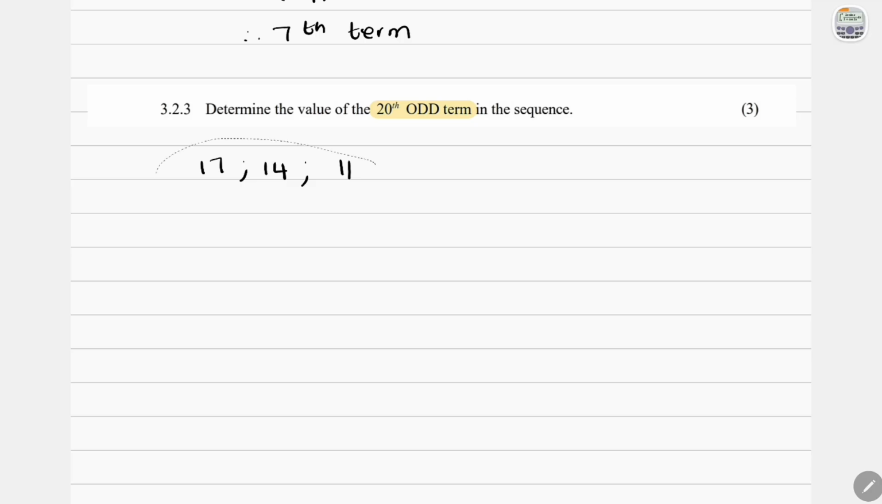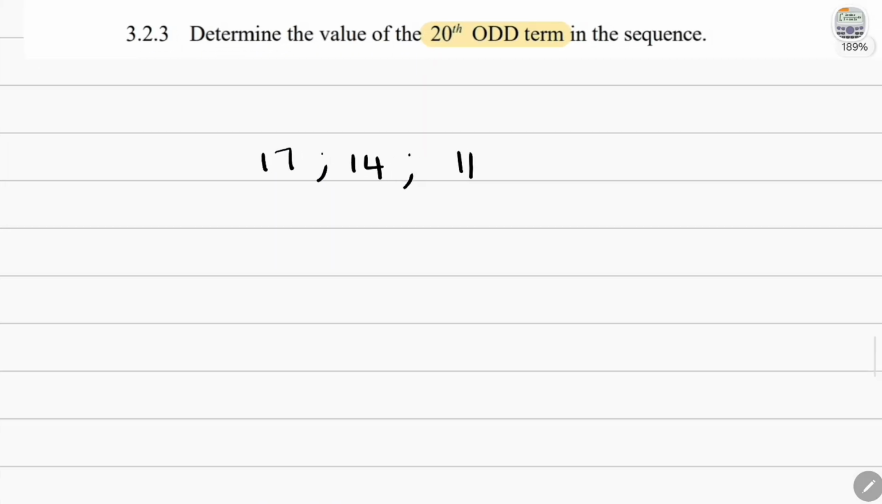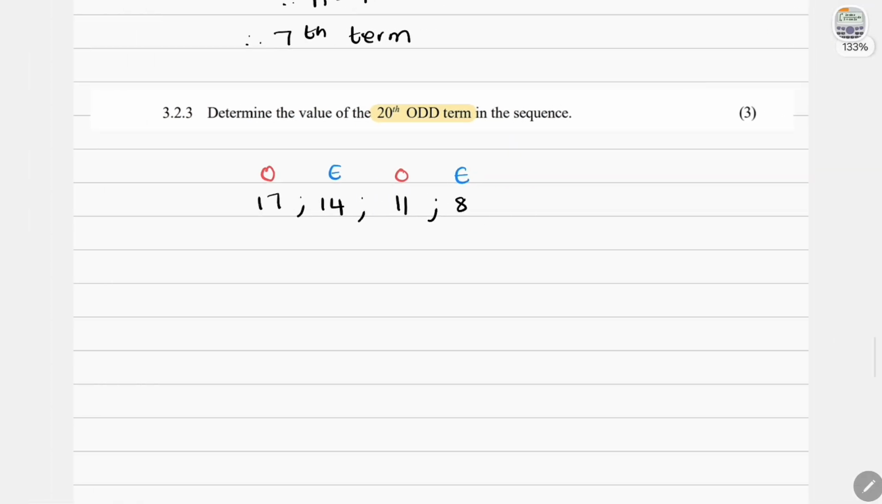There are two ways of really doing this. You can think it through in two ways. We could separate these term values into two different patterns. Just look at what happens here. The first term is odd, the second one is even, and then the third one is odd. And so the next one would be even. We can also see the constant difference. From 17 to 14, you must have said minus 3, and then minus 3. So this would be 8 and so on.